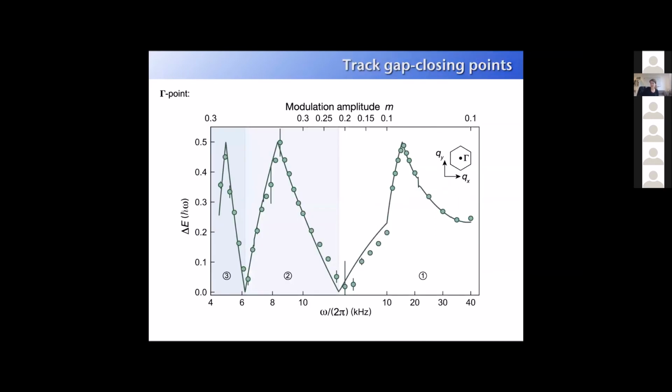This is the experimental result. Following the white line through the parameter space, here we start in a high frequency limit. We measure the energy difference between the two bands. And then you see that there's a series of gap closing points. Here we probe exactly 2 of them, which allow us to identify the different regimes that I've introduced before.